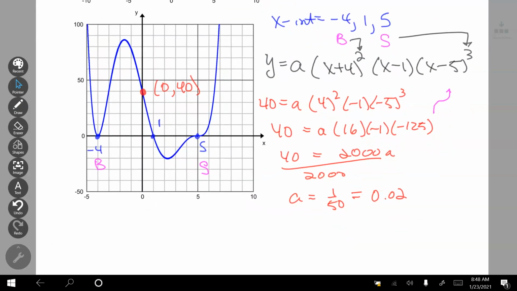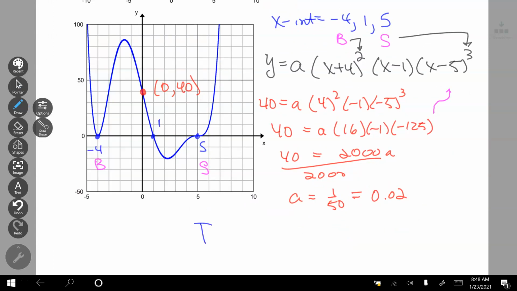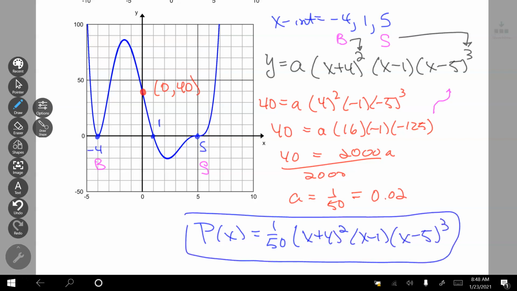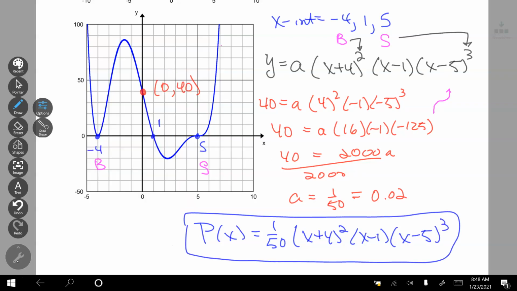And move up a little bit, and I get my polynomial function. I call it p of x is 1 over 50, x plus 4 squared, x minus 1, x minus 5 cubed. Oh yeah, I forgot to double check. My a value was positive. This right side is going up, so a should be a positive number, and it was a positive number. Okay.